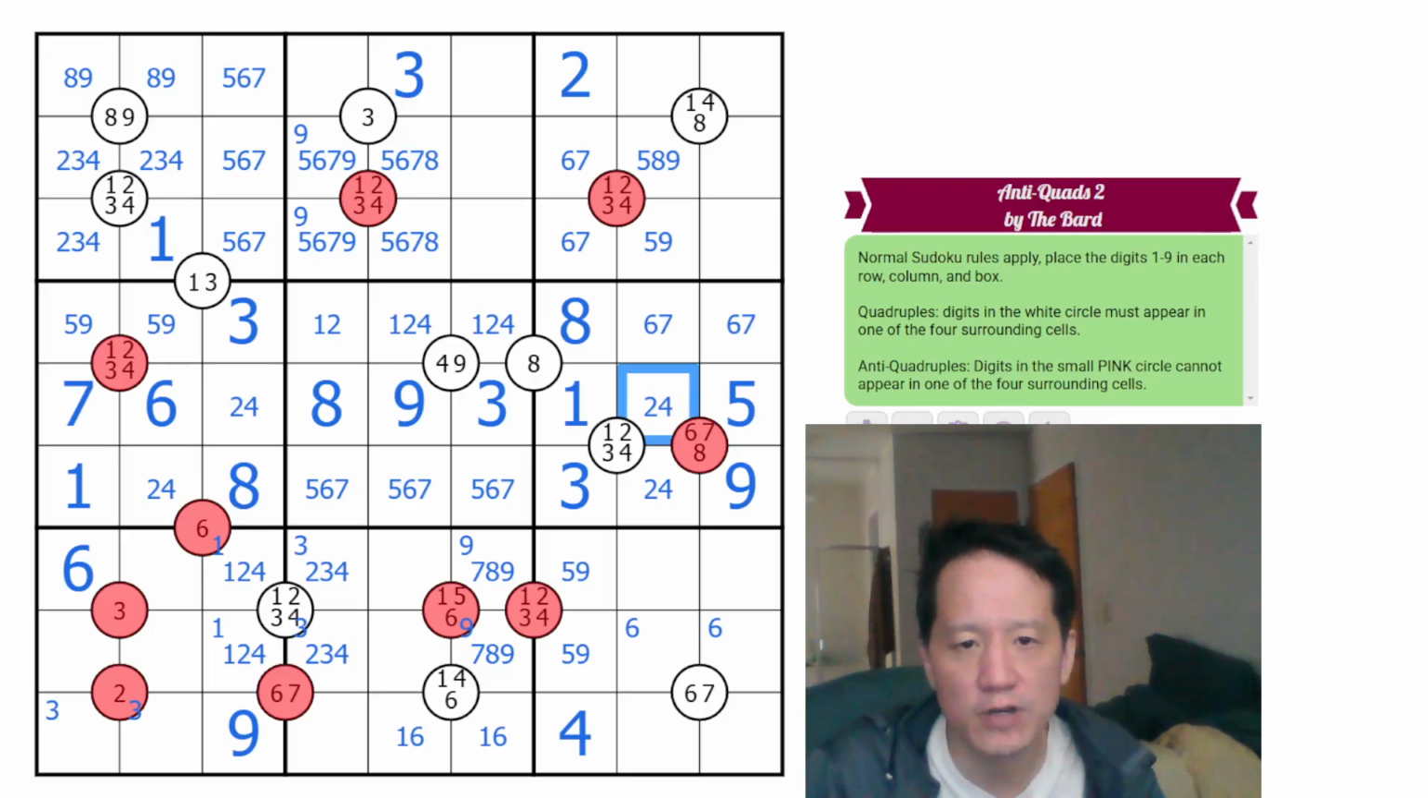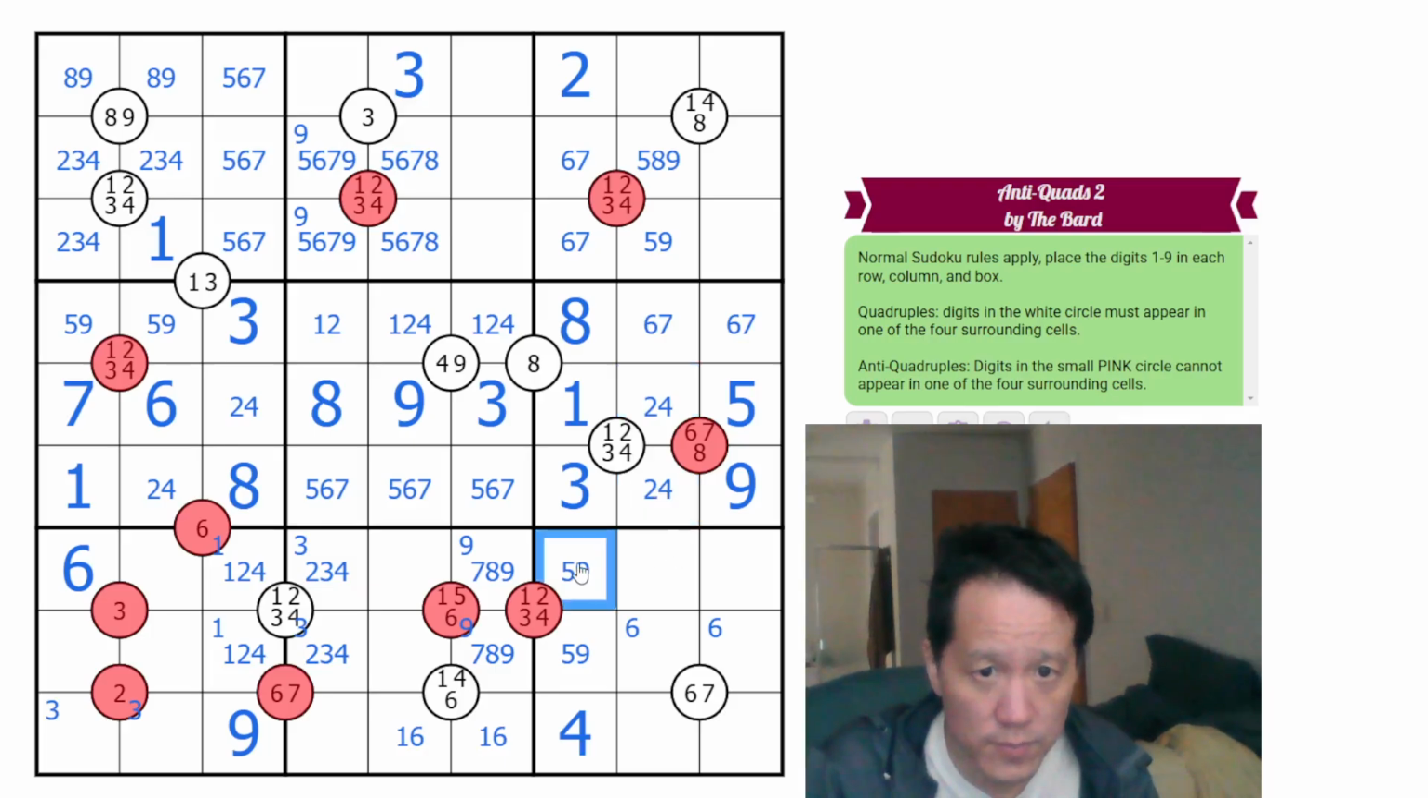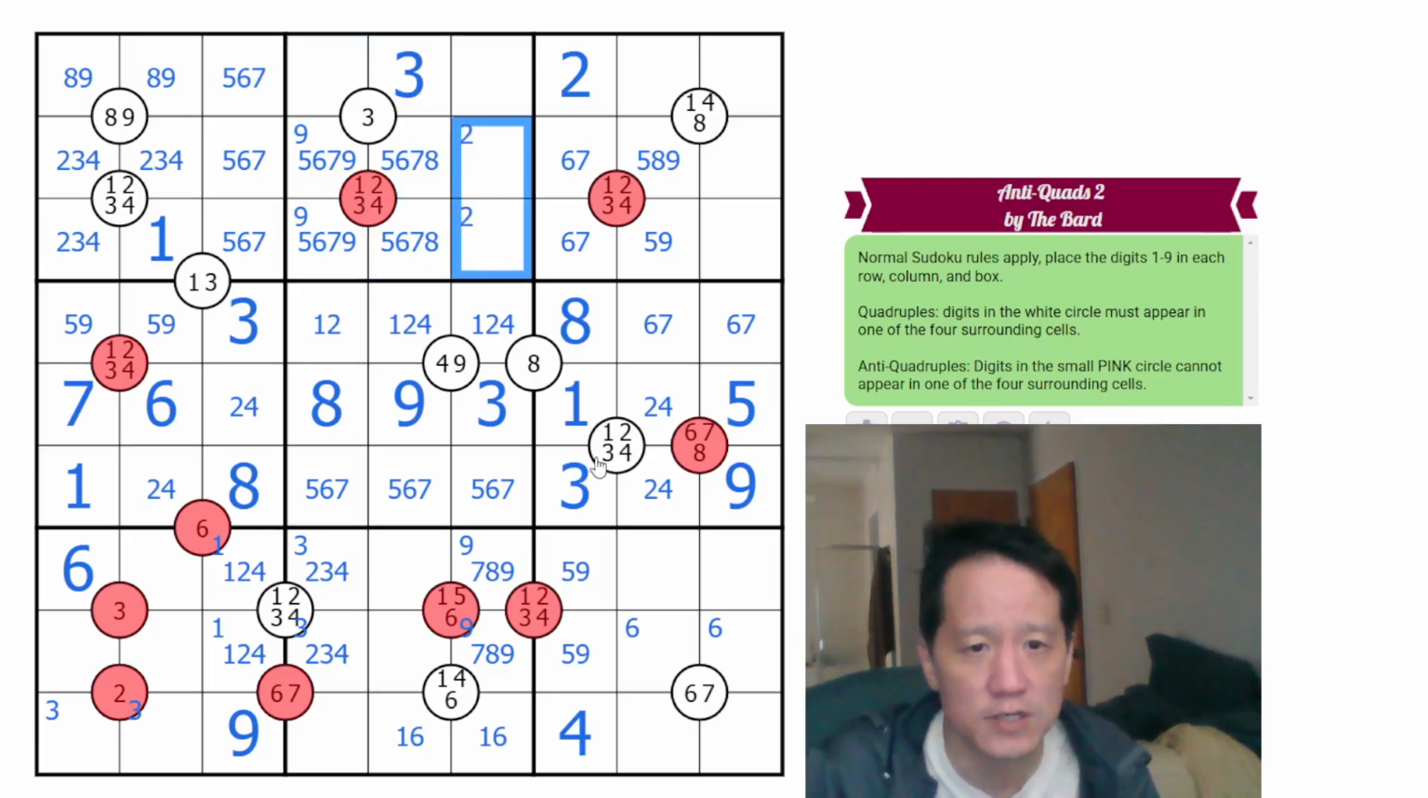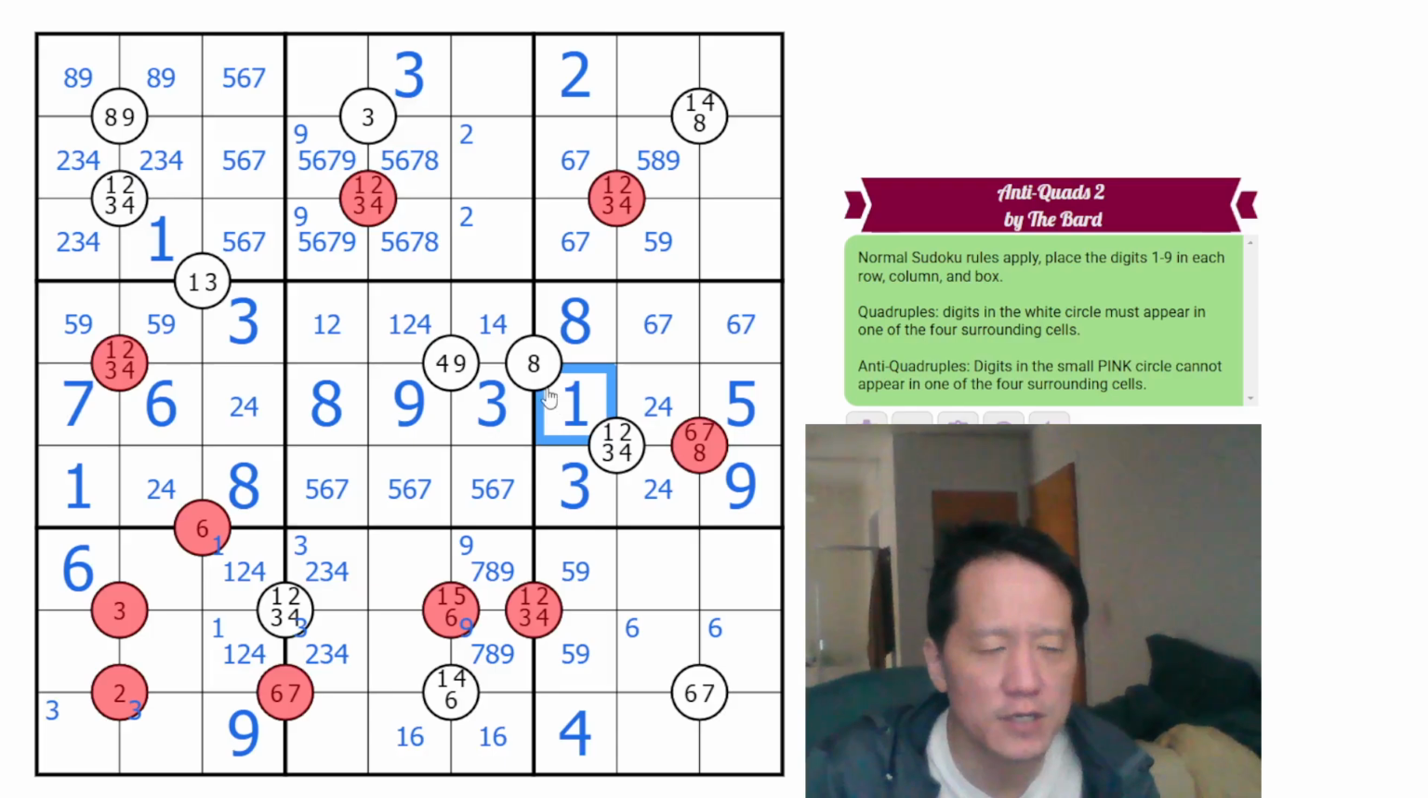This can't be 1. This is now 2 or 4. So this is a 2, which means this can't be 2. Whereas the 2 in this box, it has to be one of these two cells, which means this can't be 2. What else are we missing here? 1, 2, 3, 4. We have 5 and 9 here. This is 9 with something else. We don't know.